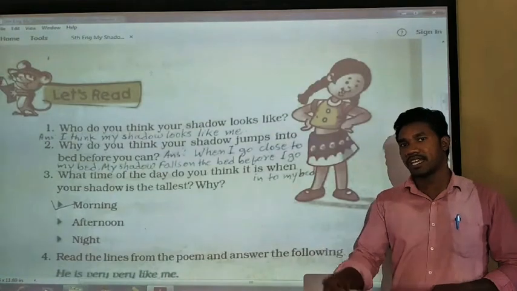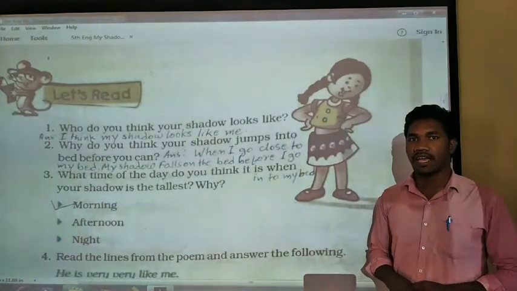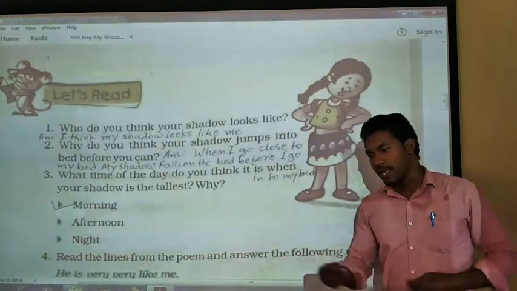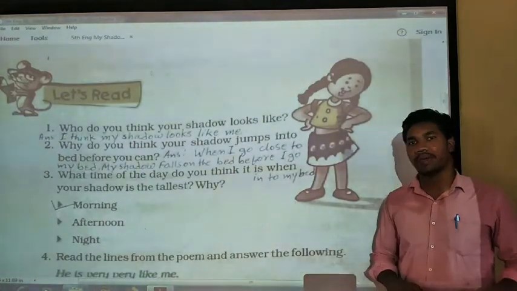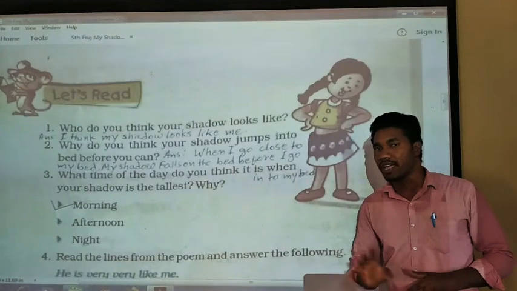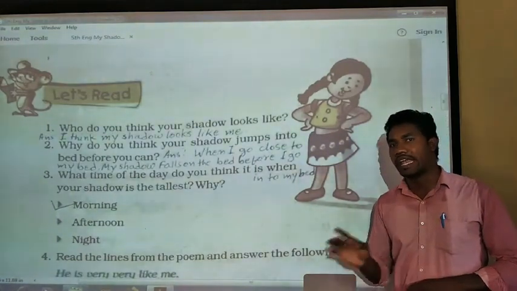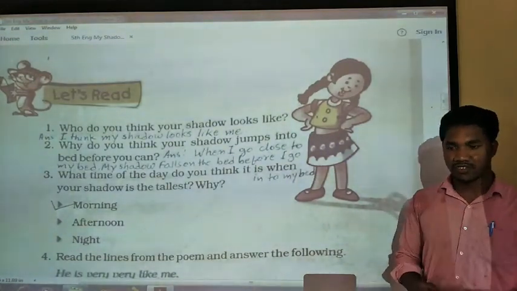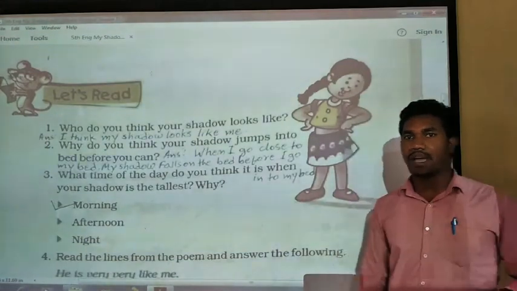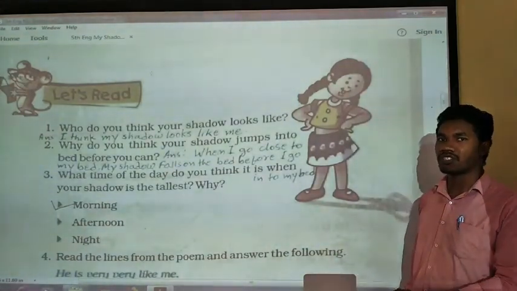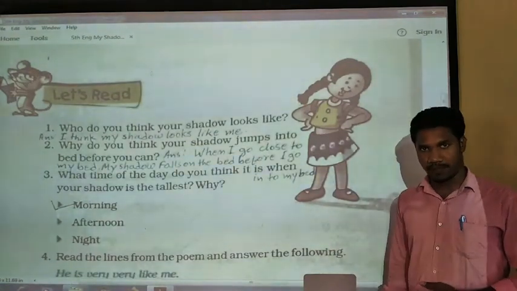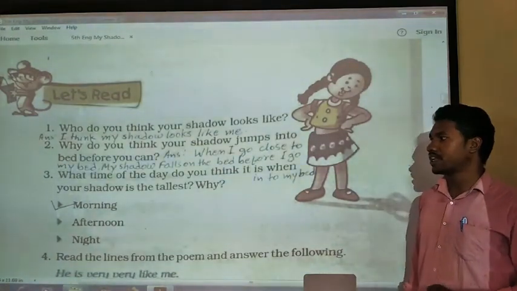जब मैं मेरे बिस्तर के करीब जाता हूँ तब क्या होता है कि मेरी परछाई मेरे बेड में पहले ही दिखाई देती है और मेरे बेड में लेटने के पहले ही वो बेड में दिखाई देने लगती है और वो लेट जाती है. Okay, that is what happens when I go to the bed and my shadow falls on the bed, and that is why I feel that my shadow goes before me into my bed. Okay, let us see the next question.